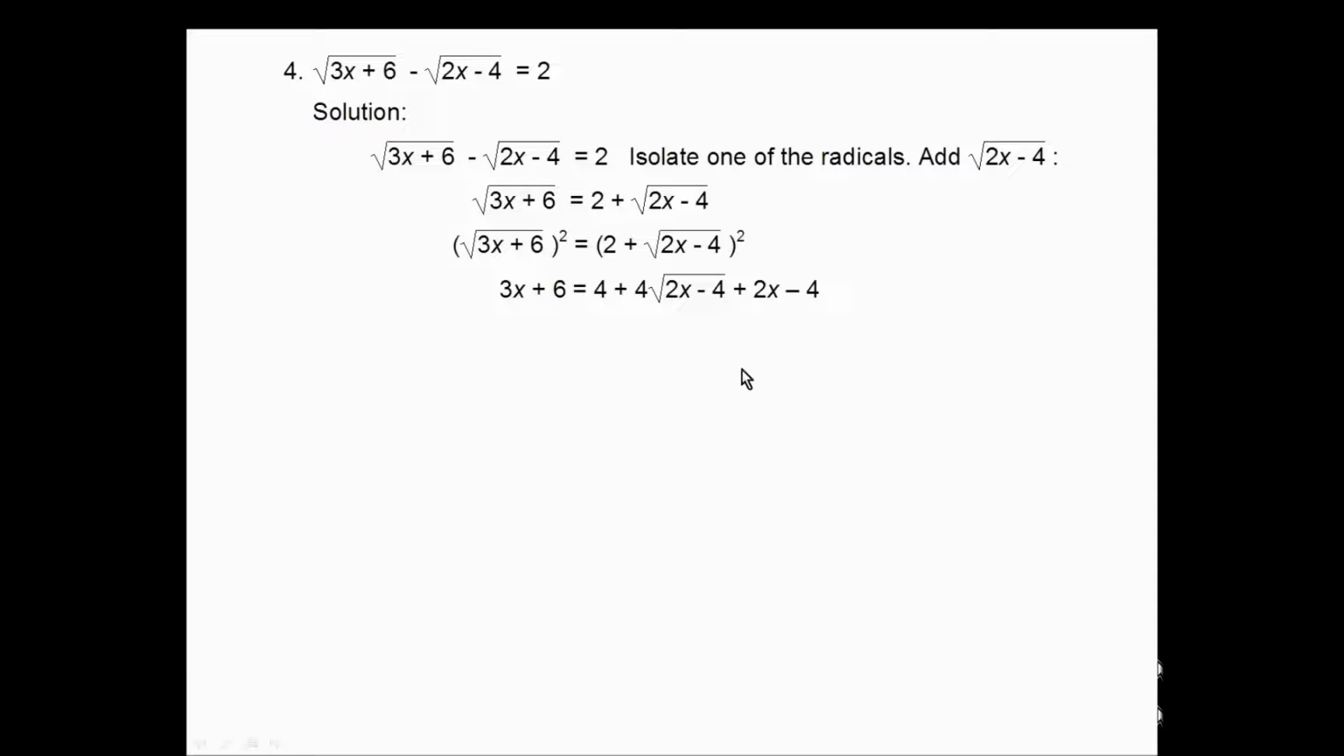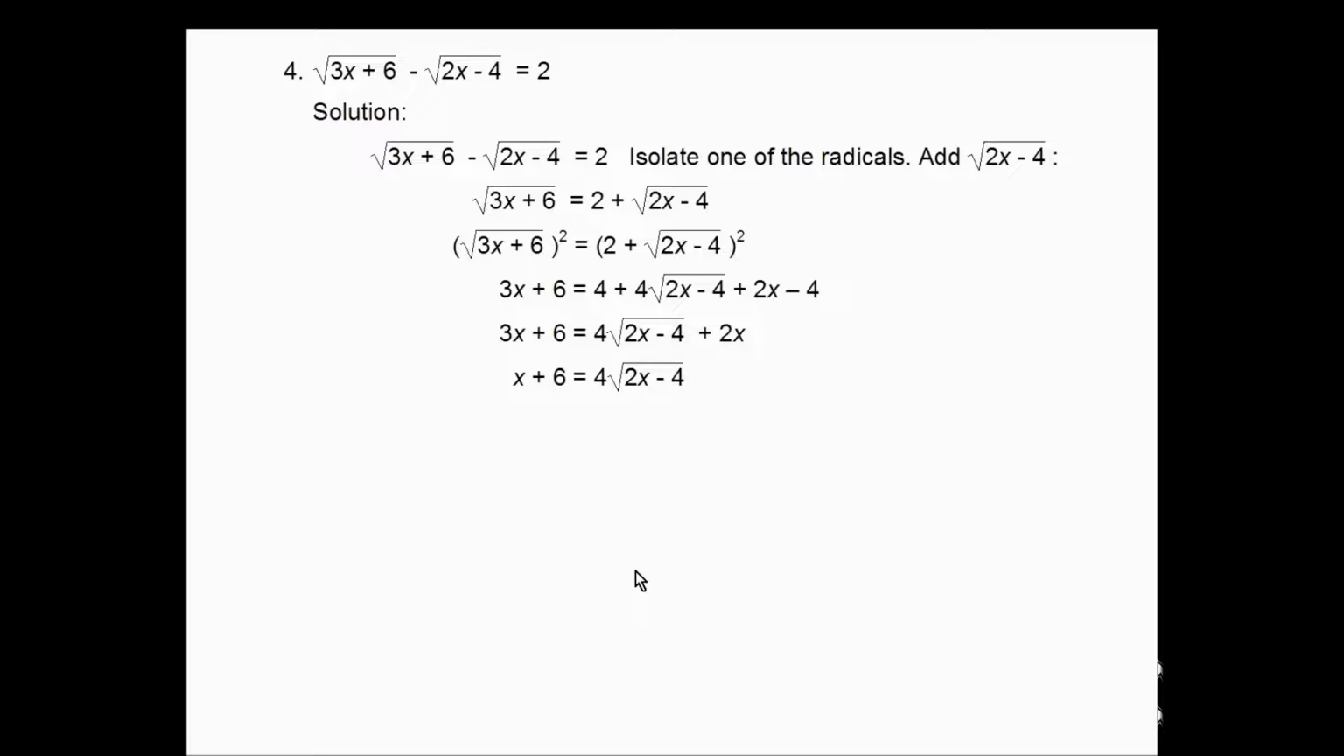Okay, on the right-hand side, I need to combine some terms. 4 minus 4 is going to be 0. Remember, this 4 cannot combine with that 4 because of the square root. So anyway, 4 minus 4 gives me 0. So I've got 3x plus 6 is equal to 4 times the square root of 2x minus 4 plus 2x. Okay, I still have a radical. I need to isolate it. So to isolate it, let's first subtract 2x. So I'll have x plus 6 is equal to 4 times the square root of 2x minus 4.